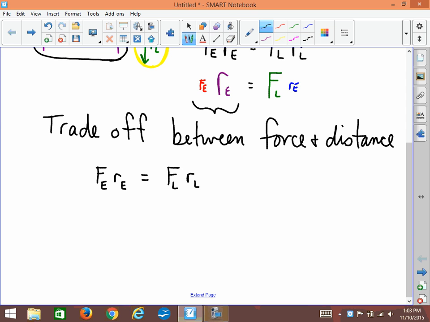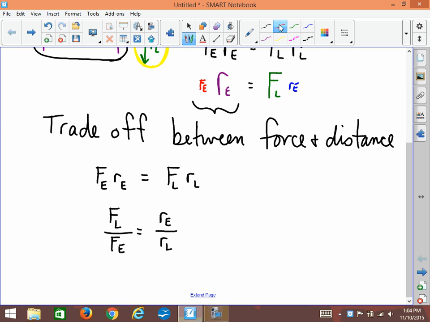If I divide both sides by FE, and at the same time, I divide both sides by RL, here's what I can get. I can turn this into FL divided by FE equals RE divided by RL. RE over RL is the same as FL over FE. And that's just by dividing things around.